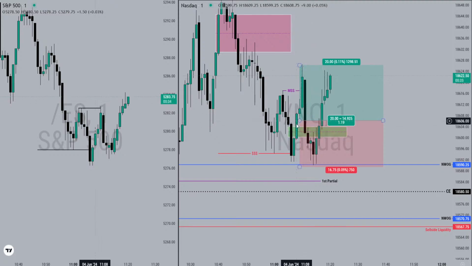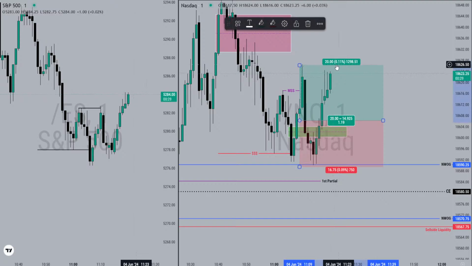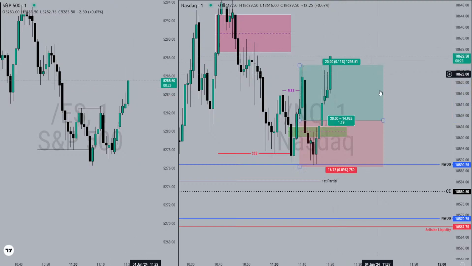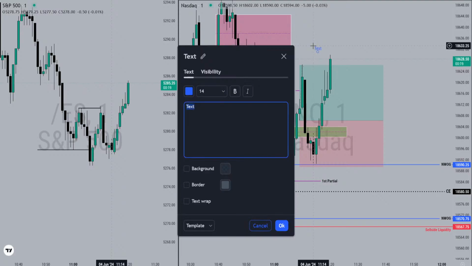This is your fair value gap over there, so you have to take your entry to that fair value gap. Your target should be 20 handle, not 20.25, not 20.75, just 20 handle. And there you go. Boom.